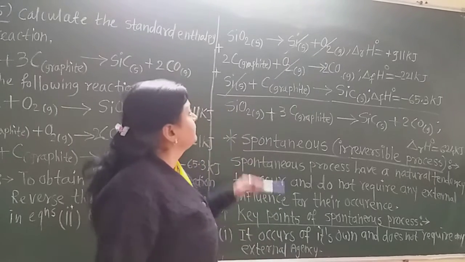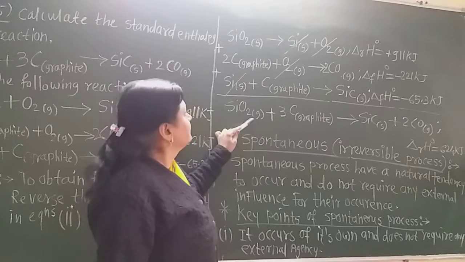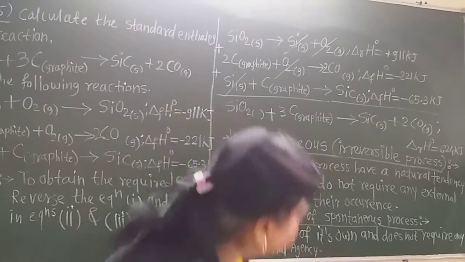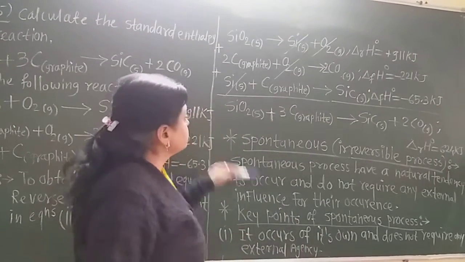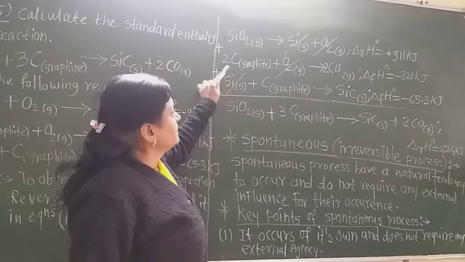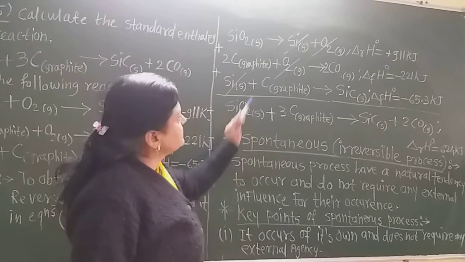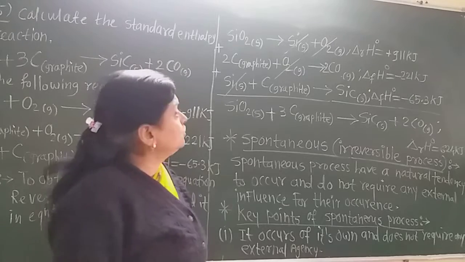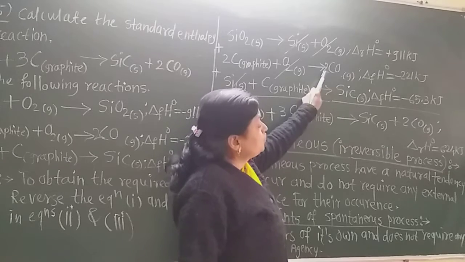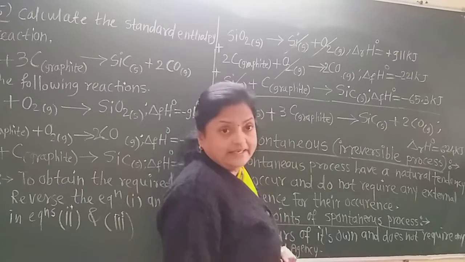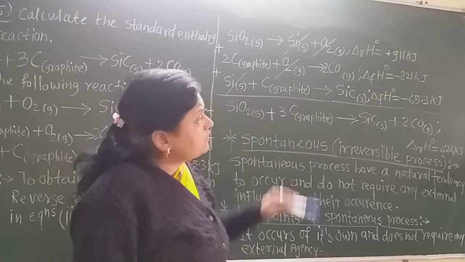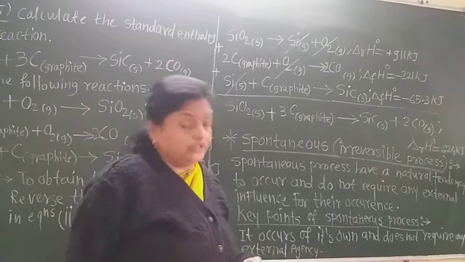Now what is remaining? SiO2 solid. I wrote gas by mistake, but it is given as solid. Now this is SiO2 solid. Again 2 carbon plus 1 carbon, that means 3 carbon graphite, on the left hand side. Now what is remaining on the right hand side? SiC silicon carbide solid and twice CO gas. Only these are remaining. Now only add all these three enthalpies. There is one positive enthalpy and two negative enthalpies.